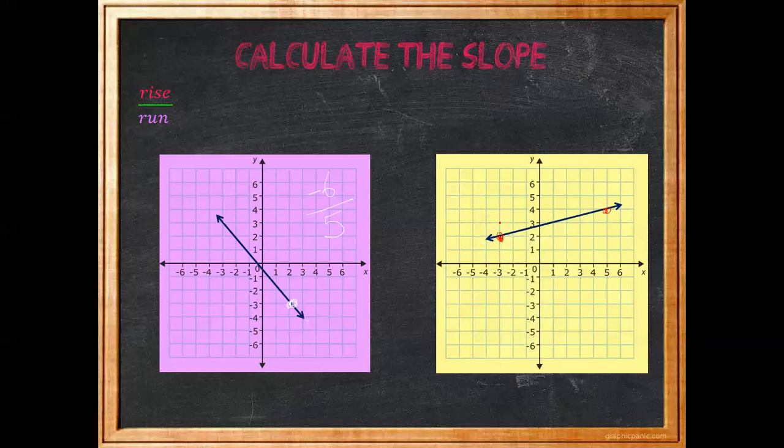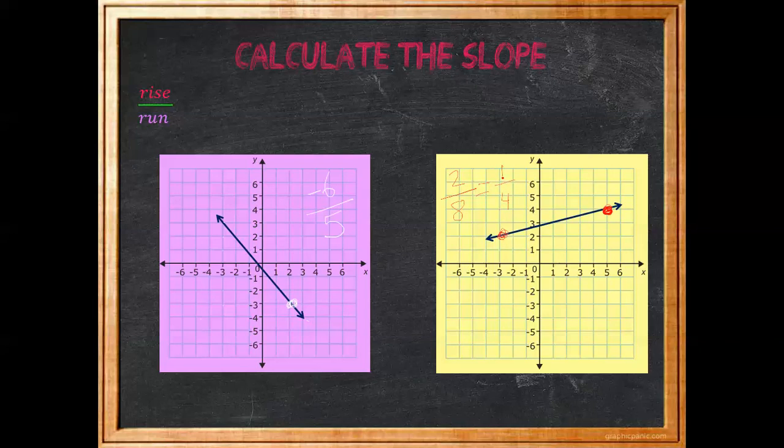Okay, if we count up 1, 2, then our rise is going to be +2. And then we're going to count over 1, 2, 3, 4, 5, 6, 7, 8. And that's going to be 2/8 is our slope, okay? Now, if we look at this number, we know that this number actually reduces, right? 2 and 8 both can be divided by 2. 2 divided by 2 is 1. 8 divided by 2 is 4.